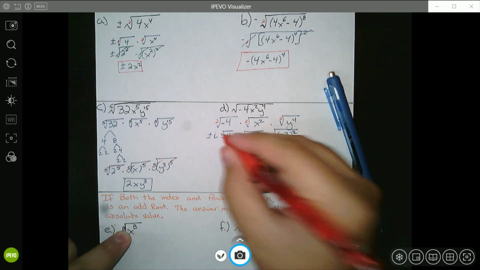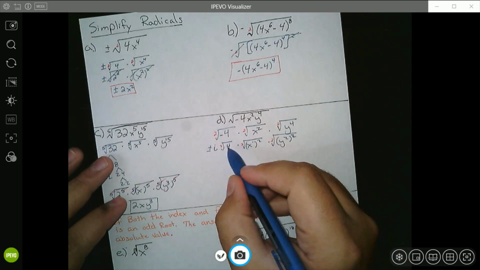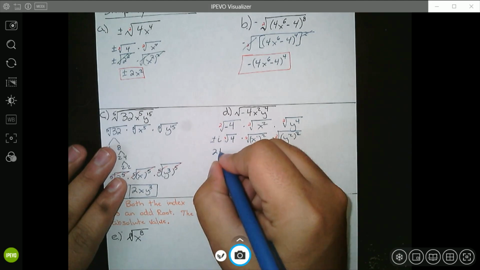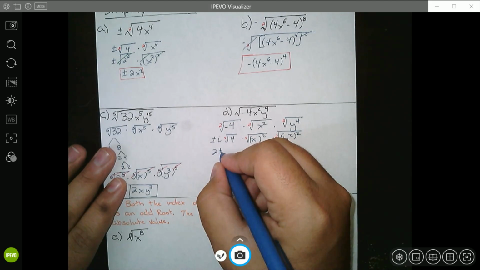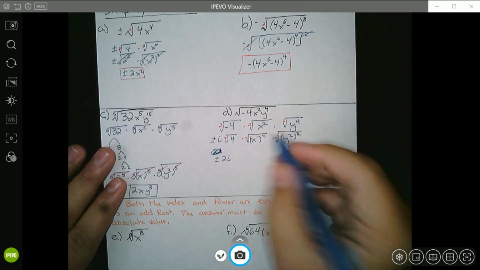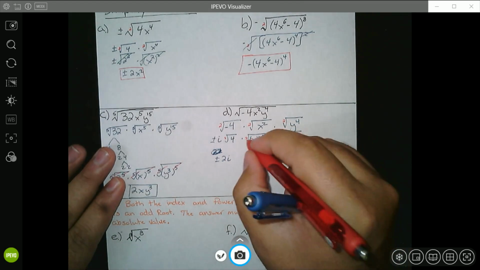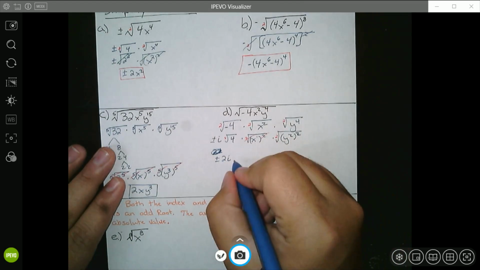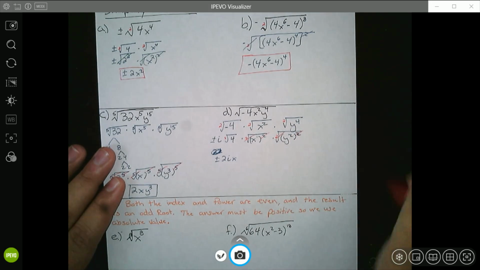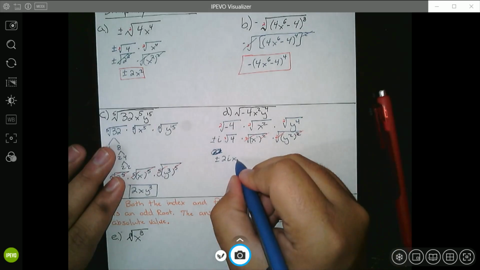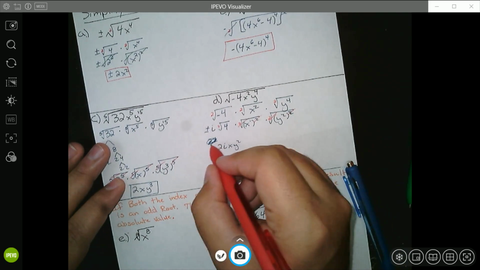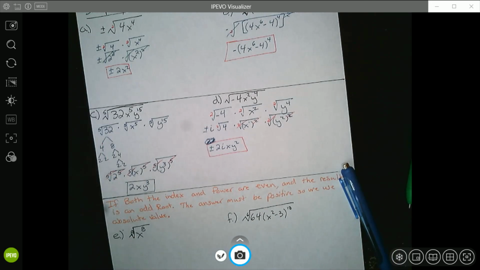Now, we can finish this problem off. The square root of 4 is 2, so we should have 2 plus or minus 2i. These two cancel out, which leaves us with just x. Square root of 2 and 2 cancel out over here, so we're left with y squared. So we're left with plus or minus 2i x y squared as our answer.